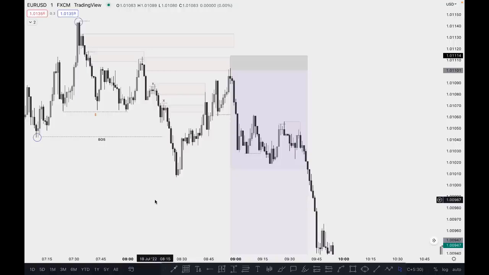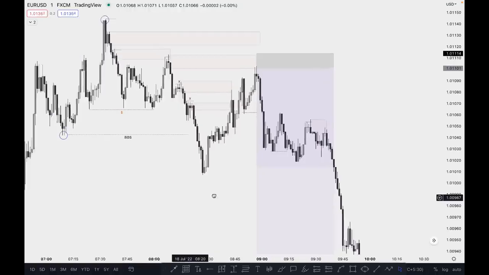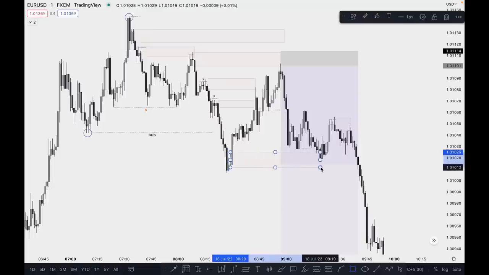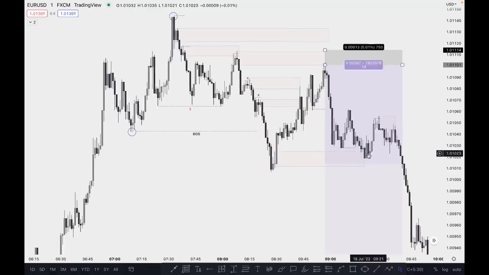If there is no liquidity sweep, then there is a very high chance your order block will fail. Like here, you can see this is a proper order block, and some people mark this as an order block, but why does it not work?